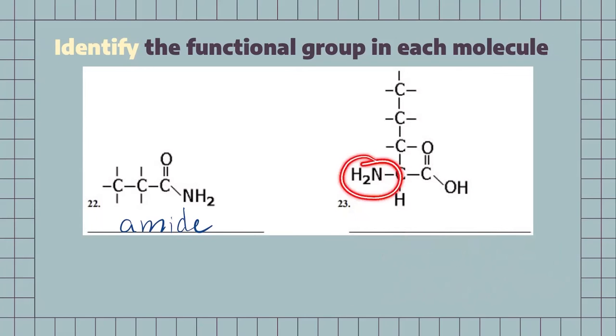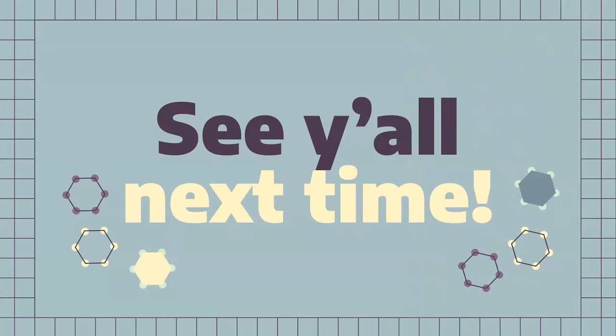For our next one, we have a couple groups. We have our amine on this side, and we also have our carboxylic acid on the other side. Now, a better way to describe the type of group that this is would be as an amino acid. And these are basically going to be the organic compounds that are the building blocks in all life. And that's going to be it.